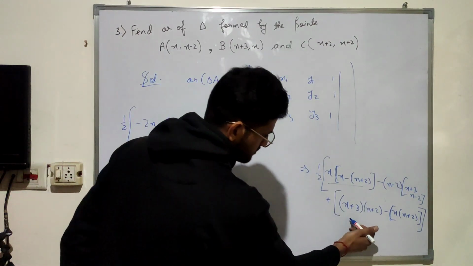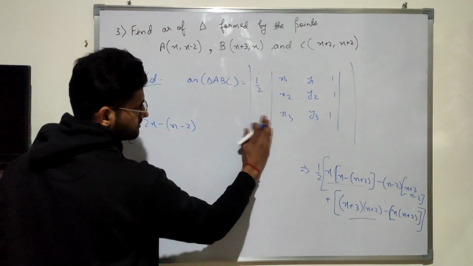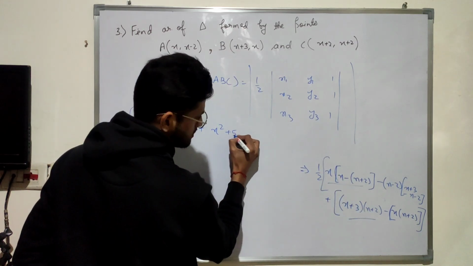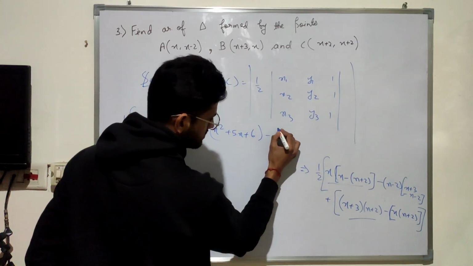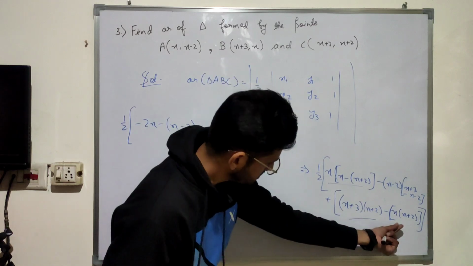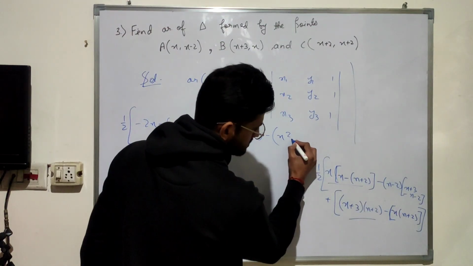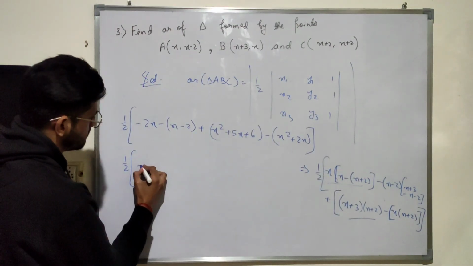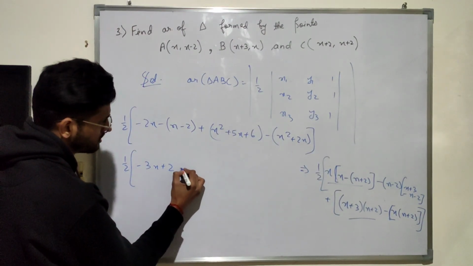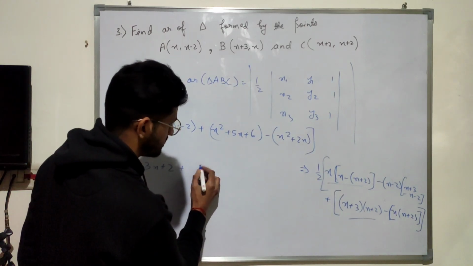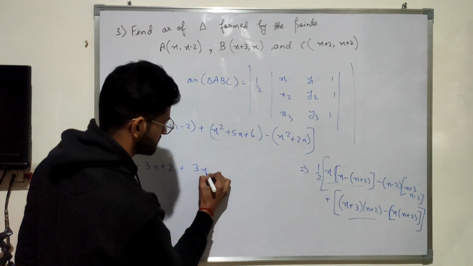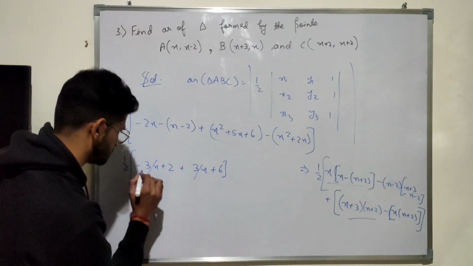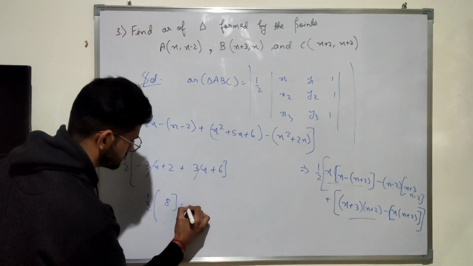From the third one we have to solve it: plus x square plus 5x plus 6 is being subtracted by x square plus 2x. So from here we are getting minus 3x plus 2, plus x square cancelled with x square. We are getting 5x minus 2x, that is 3x plus 6. After solving, 3x cancelled with 3x, and here we are getting 8, which gives half of 8, that is 4 square units.